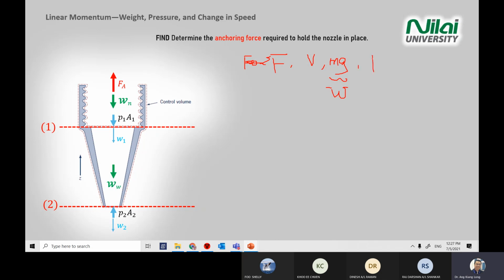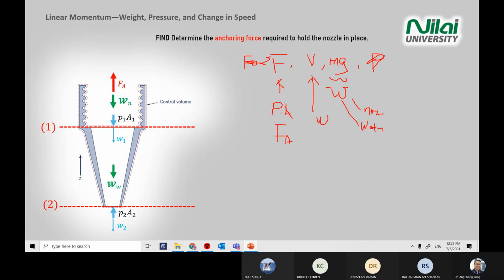your pressure. Remember pressure, so maybe I will not put pressure here. So pressure is under forces. Okay, pressure times area gives you forces. And then some reaction force, in this case the anchoring force. So velocity in this case is going down, so in the Z direction you have a W symbol. Weight in this case, under gravitational force, you have a nozzle weight and water.